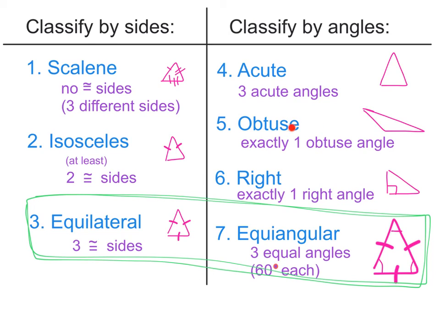Last but not least, let's look at the obtuse triangle. The obtuse triangle has exactly one angle that's obtuse. In my picture, it would be this one. This is my obtuse angle.